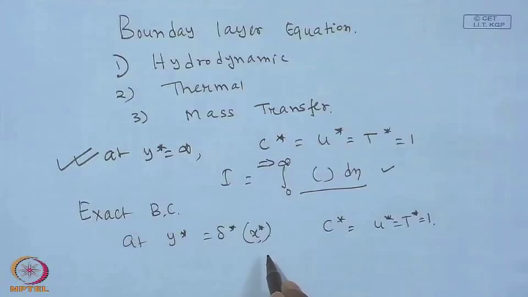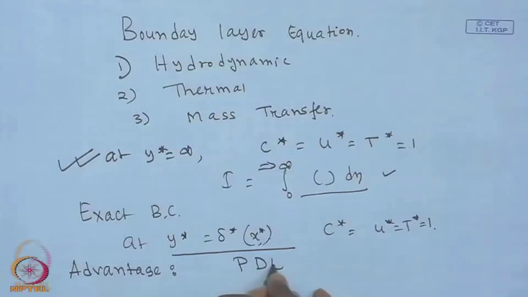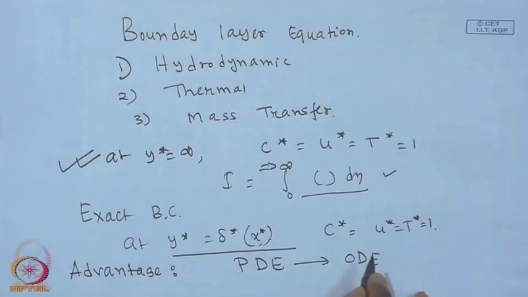In case of the integral method solution, we are replacing the boundary condition. Instead of y star equal to infinity, we are replacing it by the exact boundary condition at delta star. So, what is the advantage? The advantage is that we will reduce the partial differential equation into an ordinary differential equation.